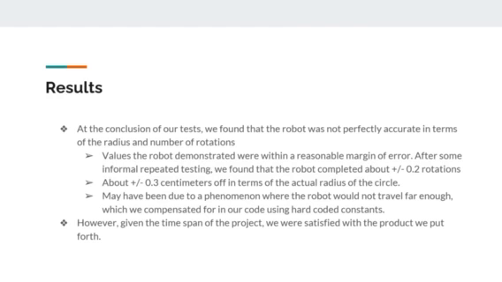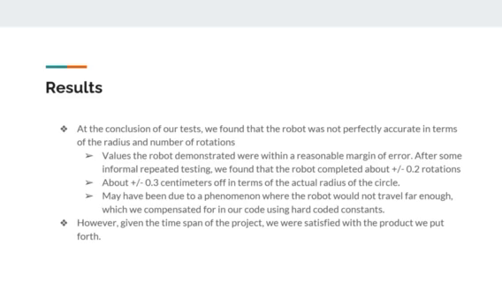After testing, it was found that while the robot completed the objective, it was not perfectly accurate in the radius of the circle driven, nor the number of rotations driven. However, these inaccuracies were within a reasonable margin of error. The robot was off in the number of rotations by about plus or minus 0.2 rotations and was about plus or minus 0.3 centimeters off the desired radius.